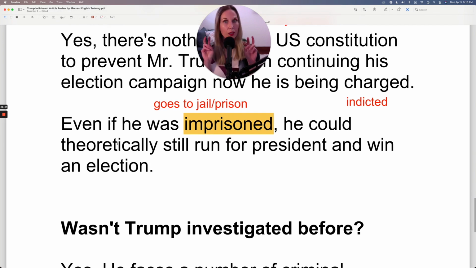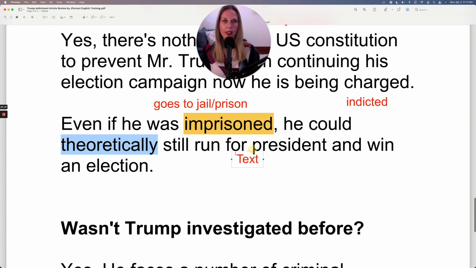He could theoretically still run for president and win an election. Now, they're saying theoretically because this has not happened. He hasn't been imprisoned. He hasn't been sent to jail. He hasn't gone to jail. So it's a theoretical situation. It's a situation that right now is not real. But the possibility is there.